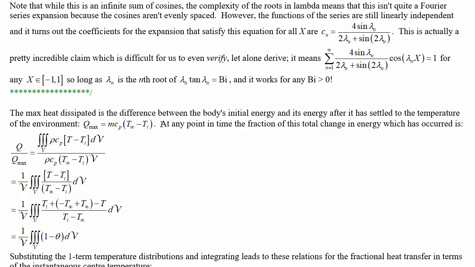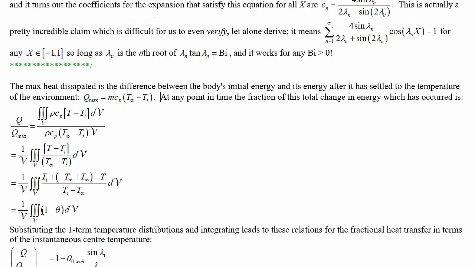At any point, the fraction of this heat that's transferred is the integral of temperature minus the initial temperature, times rho Cp, with respect to volume, divided by, again, Q max here. So that would be the heat that's transferred at any given time and the heat that will eventually transfer. So this ratio, after working some things out, would be non-dimensionalizable into the integral with respect to volume of 1 minus theta, divided by the volume of the object.